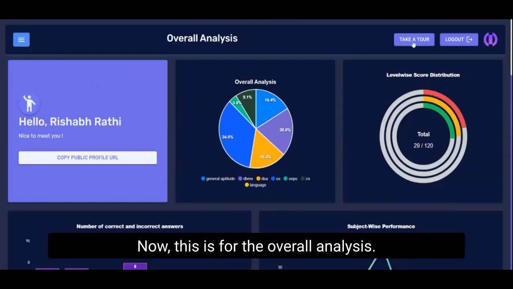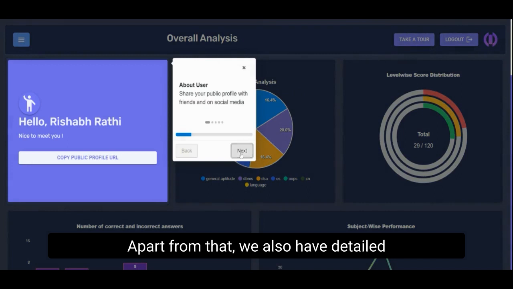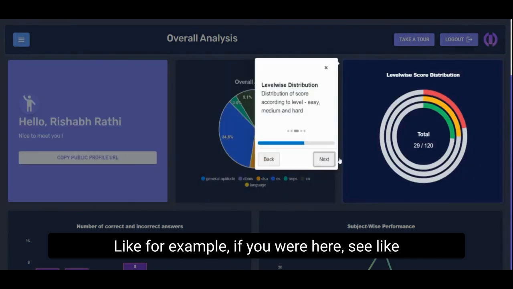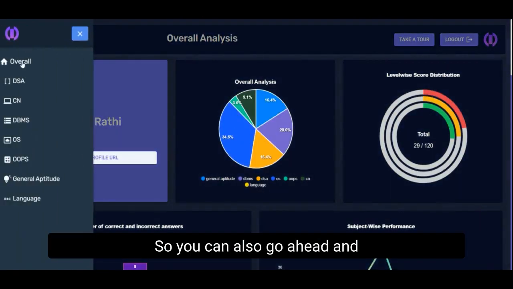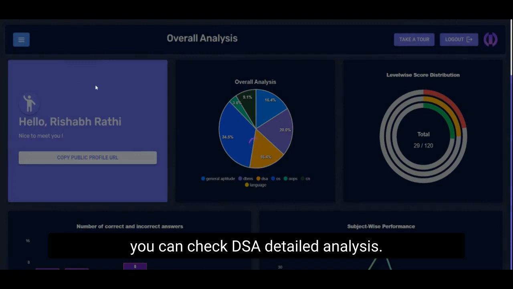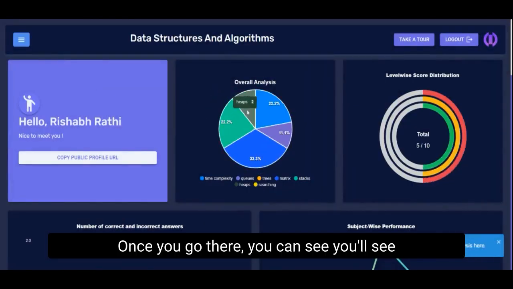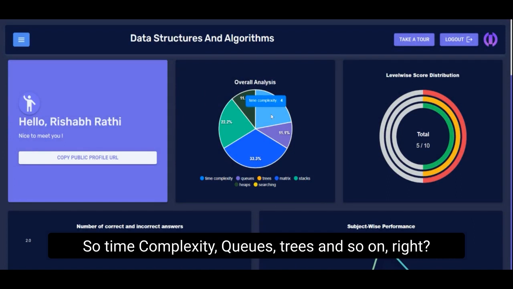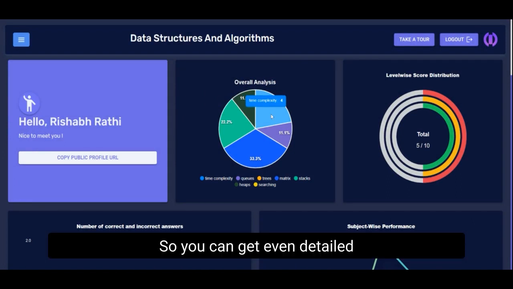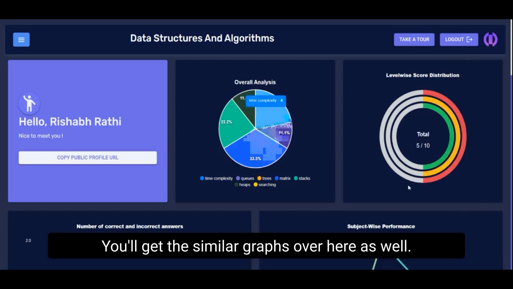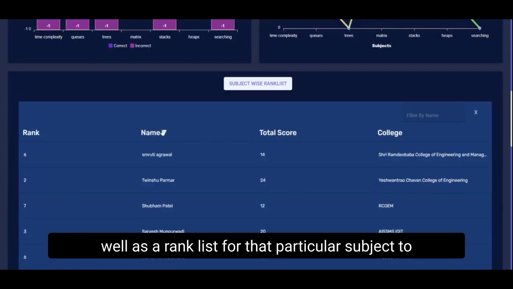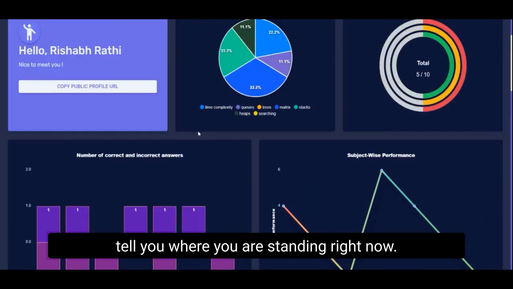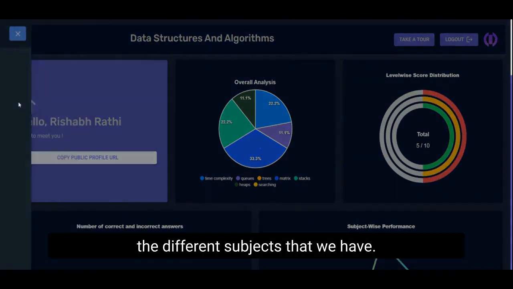Now, this is for the overall analysis. Apart from that, we also have a detailed analysis of each subject. For example, if you see DSA over here, you were 6 correct and 6 wrong. You can go ahead and check the DSA detailed analysis. Once we go there, you will see different topics that were asked in DSA: time complexity, queues, trees, and so on, right? So you can get an even more detailed analysis of a particular subject. You'll get similar graphs over here as well, level wise score distribution, topic wise correct and incorrect, as well as a rank list for that particular subject to tell you where you are standing right now. You can get similar analysis for each of the different subjects that we have.